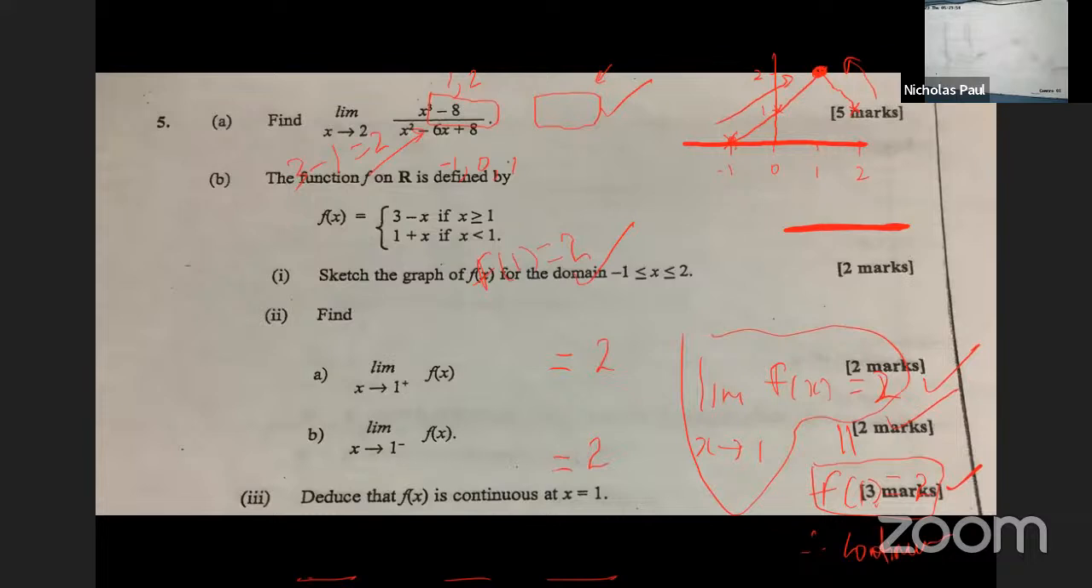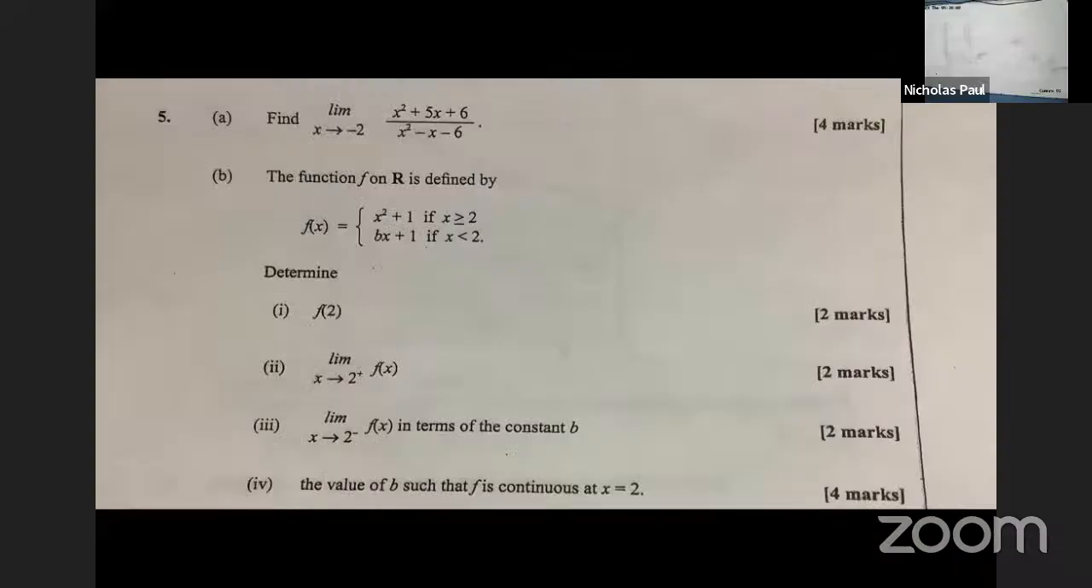Let's go again. This is 2011. Again, leave out part A, right? Leave out part A. Slightly different. Slightly different.